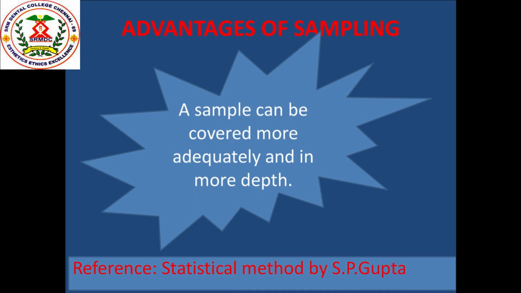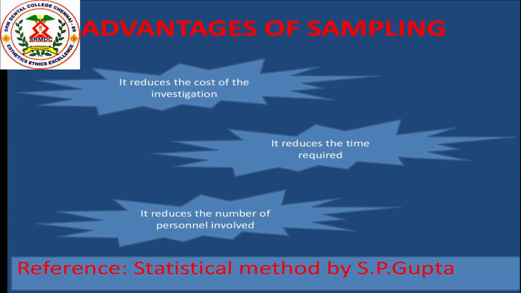Third, a sample can be covered more adequately and in more depth than a total population. A sample can be more adequate, but when you do a study on the whole population, it might not be adequate. So these are the main advantages of sampling.